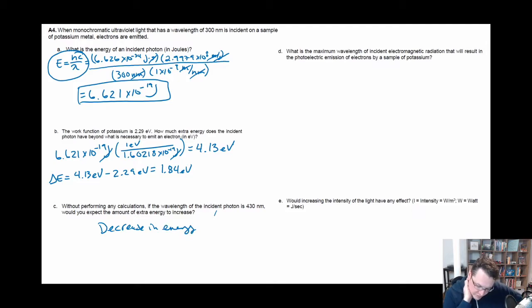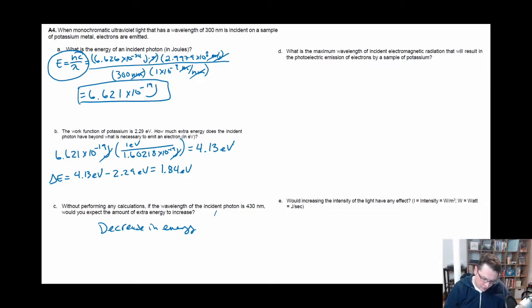What is the maximum wavelength of incident electromagnetic radiation that will result in the photoelectric emission of electrons by a sample of potassium? For this problem, what I'm really asking for is, what is the wavelength of 2.29 electron volts? Because we know that the work function is 2.29 electron volts for potassium. That is the bare minimum amount of energy required to release an electron from the potassium, and so we can calculate what the wavelength of that is going to be.